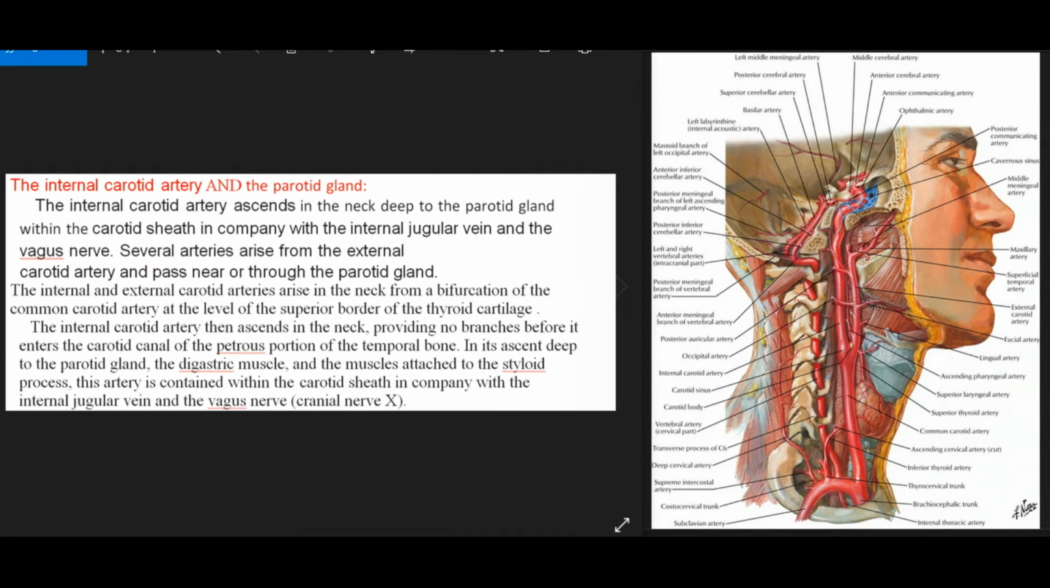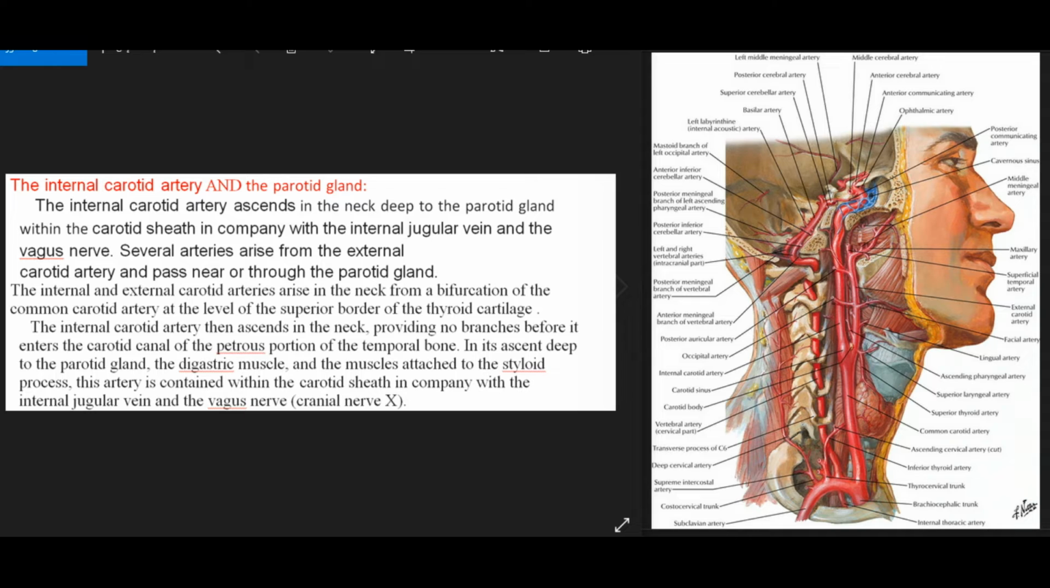The internal carotid artery and the parotid gland. The internal carotid artery ascends in the neck deep to the parotid gland within the carotid sheath in company with the internal jugular vein and the vagus nerve. Several arteries arise from the external carotid artery and pass near or through the parotid gland.